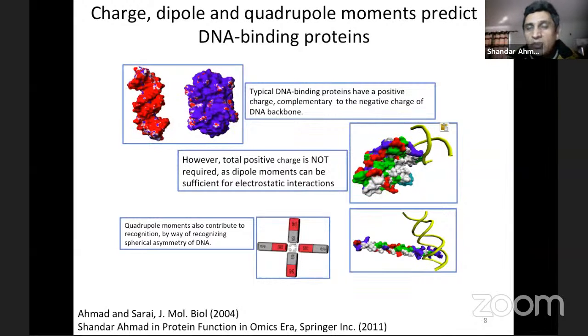Of course, they are not accurate. They are very rough estimates of the dipole and quadrupole moment particularly. But with these 3 descriptors, because of the quality of data, the kind of protein structures that we collected were of very high quality and the redundancy was well eliminated, we could identify as many as 90% of DNA binding proteins correctly.